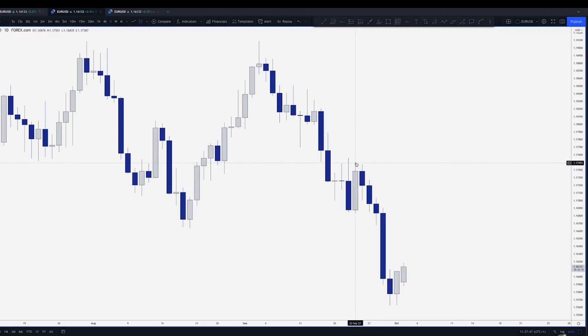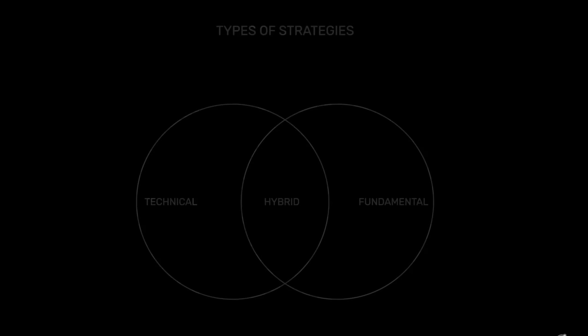Now the wicks: the bottom wick will represent the lowest traded price for that time frame. So this is a daily chart, so this means this wick down here, the very bottom of that wick represents the lowest traded price for that day, while the top of the wick indicates the highest price paid.